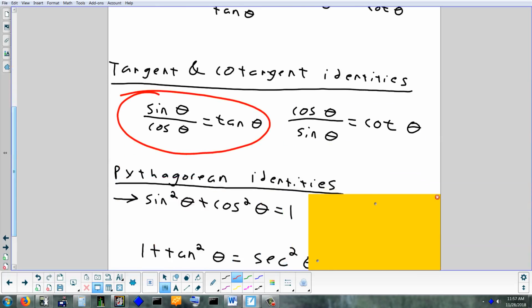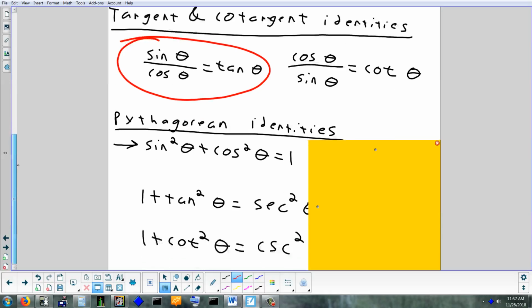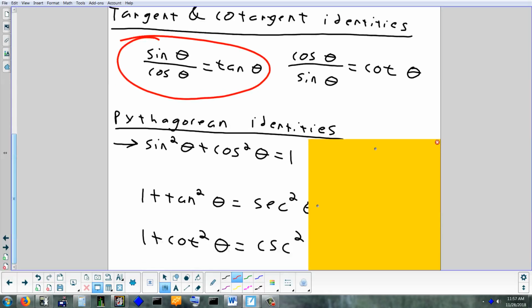The Pythagorean identities are sine squared plus cosine squared equals 1. One plus tangent squared equals secant squared. And 1 plus cotangent squared equals cosecant squared. Seems kind of weird and you're not really sure why they're true or what's going on there, but those are called the Pythagorean identities. Again, you don't have to worry about those for the test.